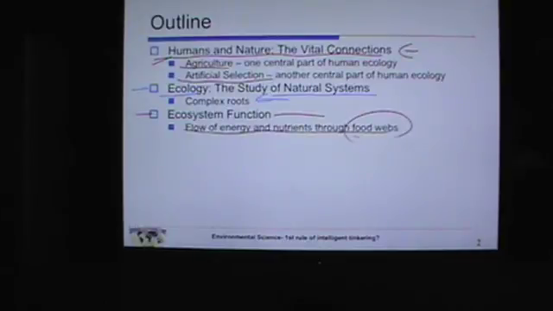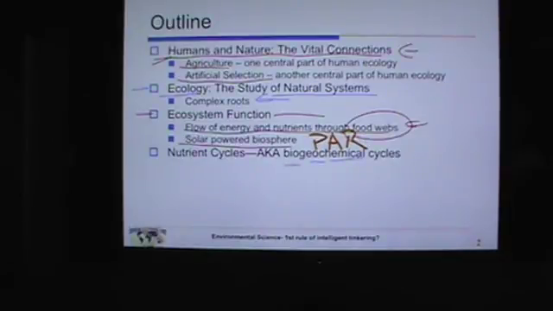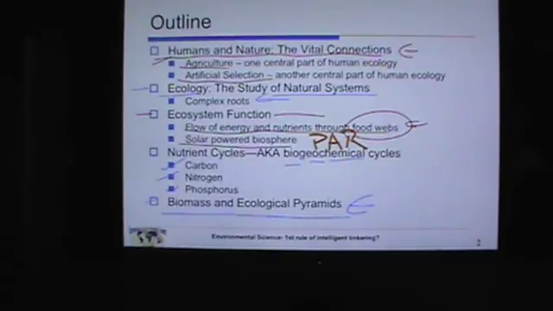The flow of energy and nutrients through these things called food webs, which are kind of complex. We have a solar-powered biosphere, and you will see those 3 letters, P-A-R. I'll define those later. You have something to look forward to now. Yay! Nutrient cycles, also known as biogeochemical cycles, biological, geological, and chemical cycles. We're going to look closely at carbon, how it cycles, nitrogen, a very important part of our ecosystem, and phosphorus. Finally, talk about biomass and ecological pyramids.